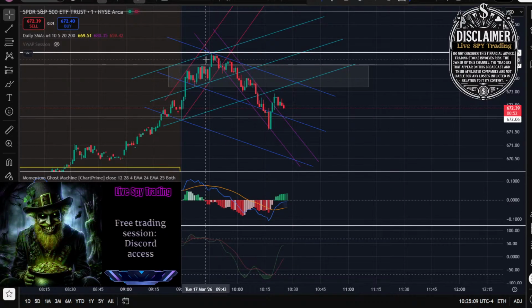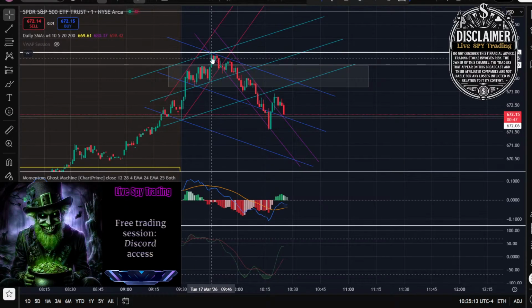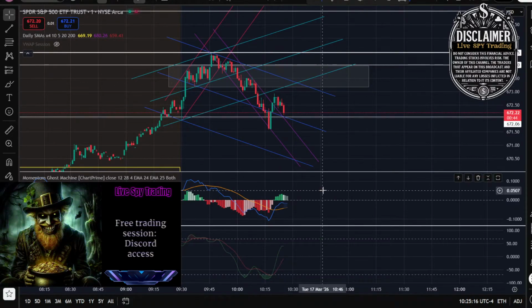Yeah, so build in purple, break the blue for up. Build in magenta, break the teal for down.